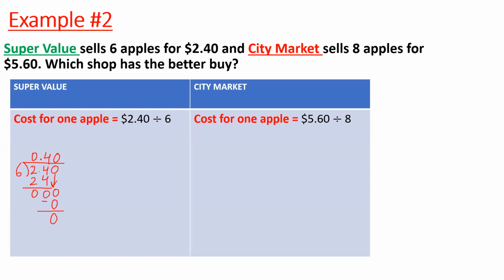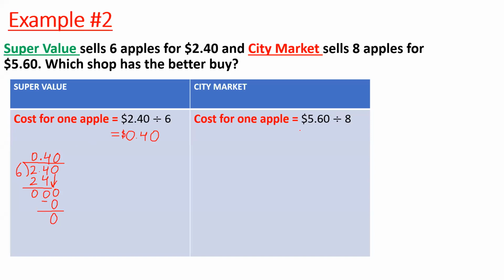So what does that mean? That means that 240 divided by 6 is going to be equal to what? 40 cents. So how much is the cost for one apple from Super Value? 40 cents, right?